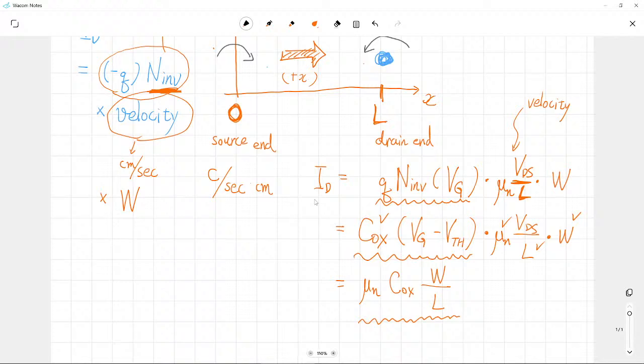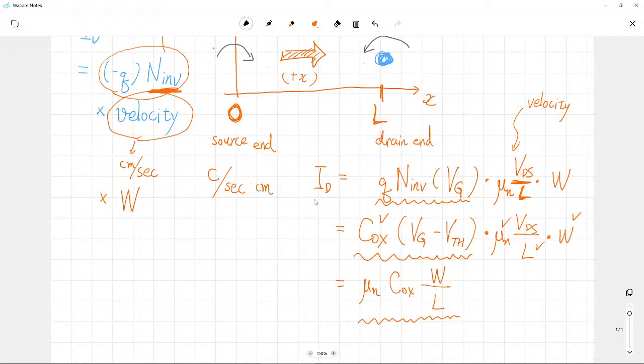Then how about Cox? Is this a material parameter or a device parameter? Can you change it or not? In this case, it can be changed by both of them. If you change your material, then the permittivity of your oxide layer will change. For example, if you introduce hafnium oxide, then you will have a higher Cox. And if you have just normal silicon dioxide, then you will have a lower Cox.